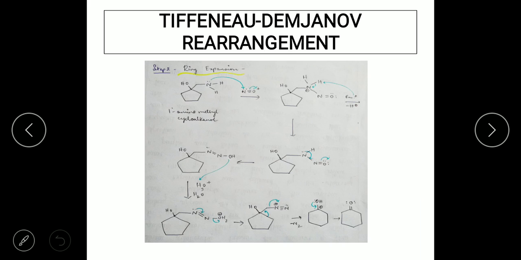Now let us see the step 2 mechanism. Step 2 is ring expansion. Now here we have 1-aminomethyl cycloalkanol. See here, 1-aminomethyl is because you name the amino-bearing carbon as 1, then 2 and so on, and it is a cyclic group, hence cycloalkanol. And it is 1-amino because for nitrogen we give the higher priority than the alcohol.